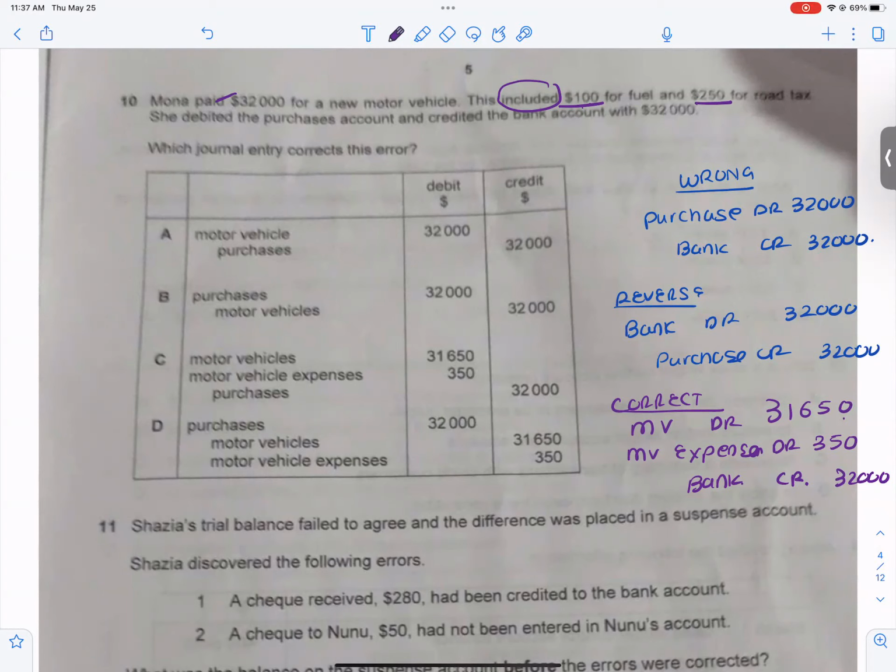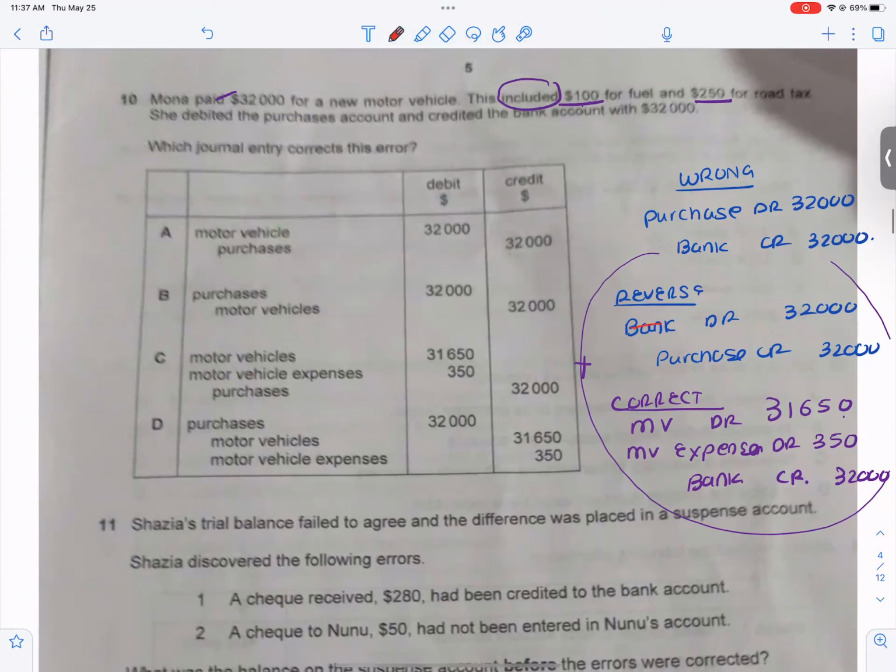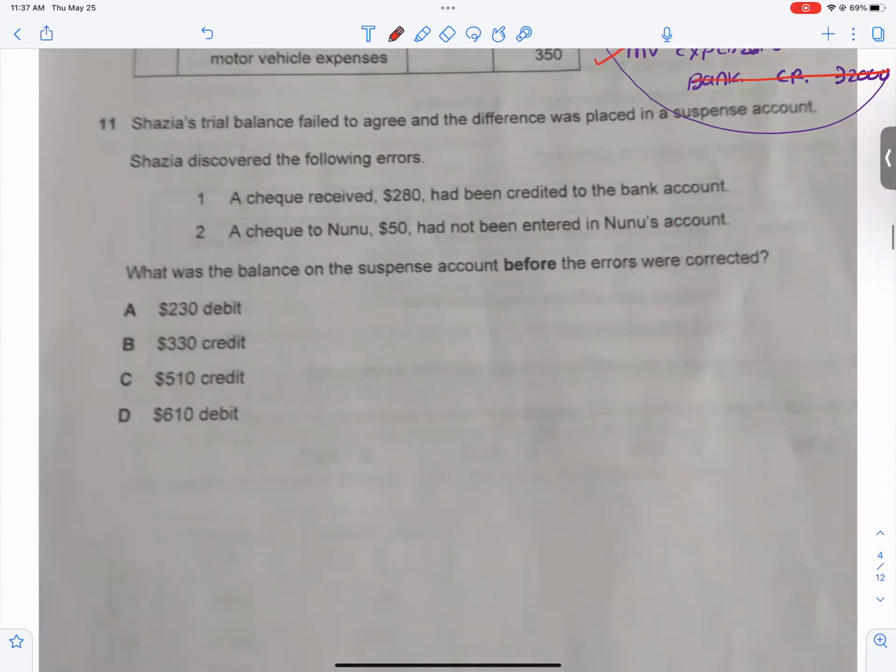Now rectification entry. You will add both entries. Bank is debited by 32,000 and bank is credited by 32,000, so that will get cut. So the rectification is motor vehicle debit, motor vehicle expense debit, and purchases credit by 32,000. So the option is C. Yes, very good. Go to the next one.